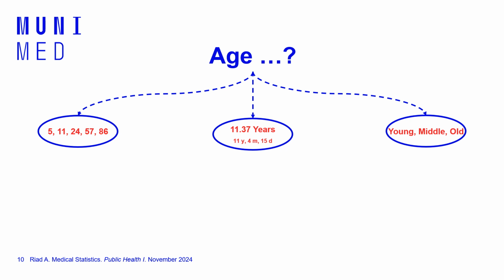So age is a concept that can be described using several formats. If we gonna use the first format, this is a quantitative because we use numbers. This is ratio because we use numbers that have true zero.